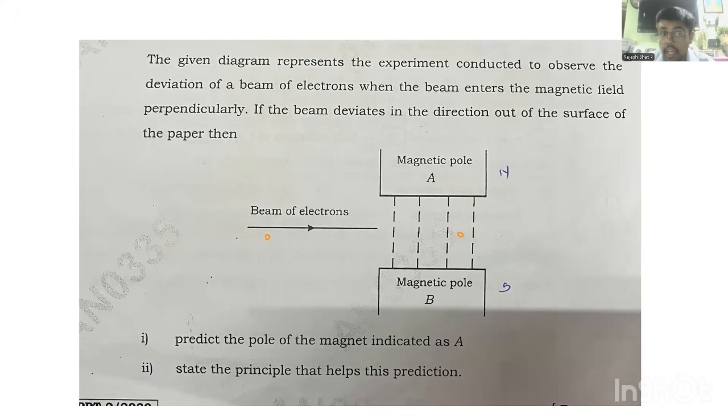They are told in the question, a given diagram represents the experiment conducted to observe the deviation of a beam of electrons when the beam enters the magnetic field perpendicularly. If the beam deviates in the direction out of the surface of the paper, that means the beam comes toward me. I am leaving the electrons in between these magnets. Imagine there are two magnets above and below, magnet A, magnet B. Now the beam of electrons is going, what will happen? It will go inside and come towards me. It is coming outside the surface of the paper. That means there is a force.